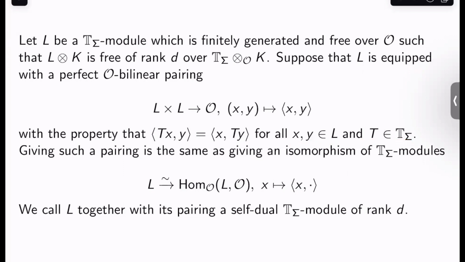Okay, giving such a pairing is really the same thing then as giving an isomorphism of T_σ modules L with O homomorphisms from L to O. And what is that isomorphism? It's just send x to bracket x comma dot. Okay, and so whenever we have a situation like this, we'll call L together with its pairing a self-dual T_σ module of rank d.